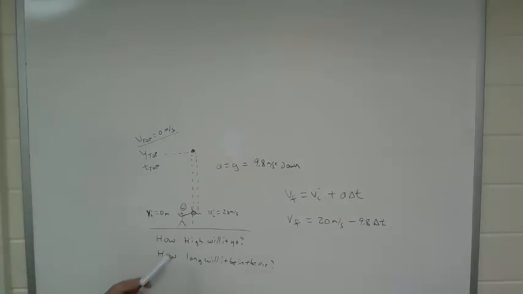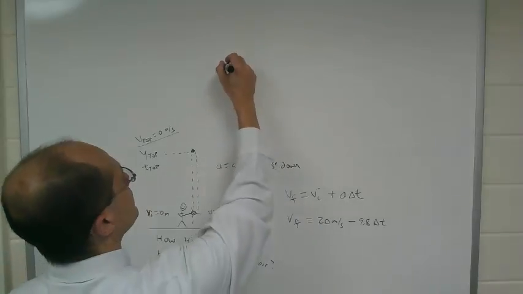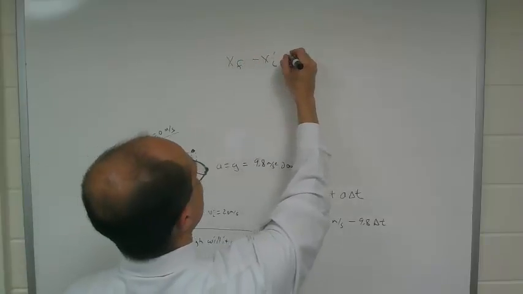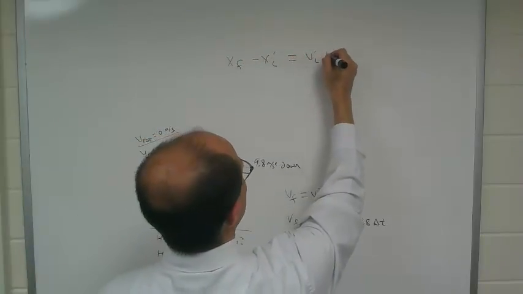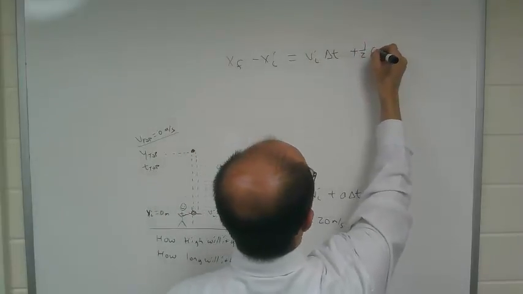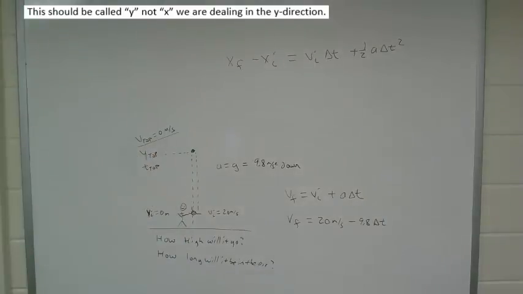Let's start with, how long will the ball be in the air? Well, we can actually use this: x final minus x initial is equal to v initial delta t plus 1/2 a delta t squared. And here's something that's kind of interesting to think about.